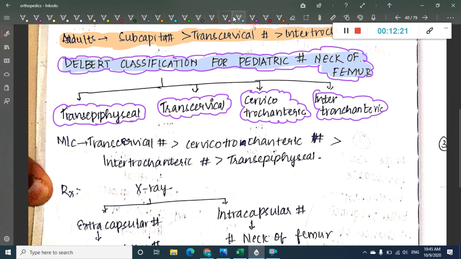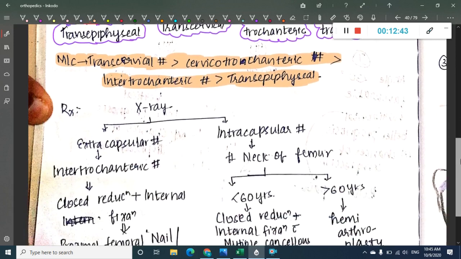So what is the most common type of fracture which you see here? Most commonly transcervical fracture is most common, followed by cervicotrochanteric fracture, followed by intertrochanteric fracture, which is again followed by transepiphyseal fracture. So this is how the fracture neck of femur in pediatrics, that is Delbert classification.